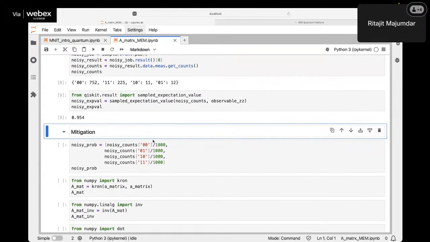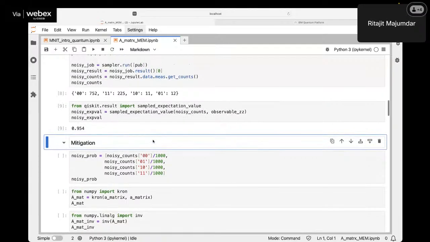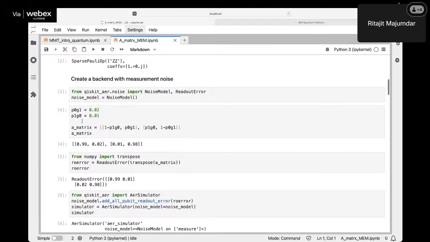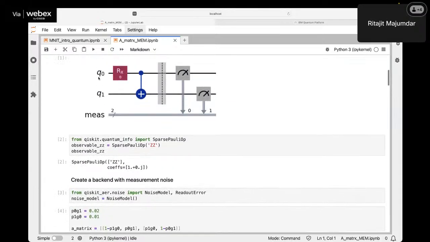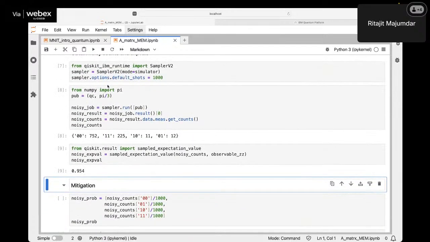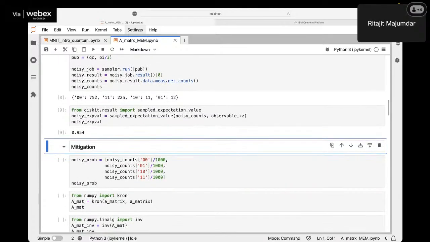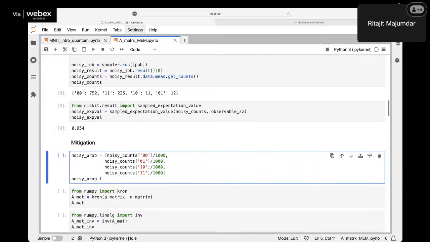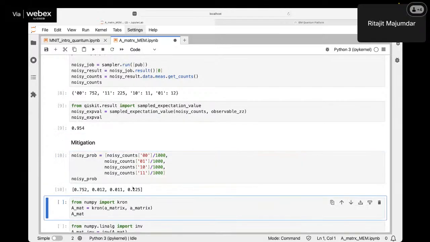Now let us do exactly what we did before. We have the noisy probability, so this is my P noisy. I have already created my A matrix here. All I need to do is invert this A matrix. This is for a single qubit, so I need to create the A matrix for 2 qubits by doing a tensor product. I'll invert the A matrix and multiply it with the noisy counts. So I create the probability vector here. It's the same thing: I'm just taking the number of counts, how many times I observed 0, 0, and dividing it by the number of shots. It's just 0, 0, 0, 1, 1, 0, 1, 1. This is my noisy probability vector.